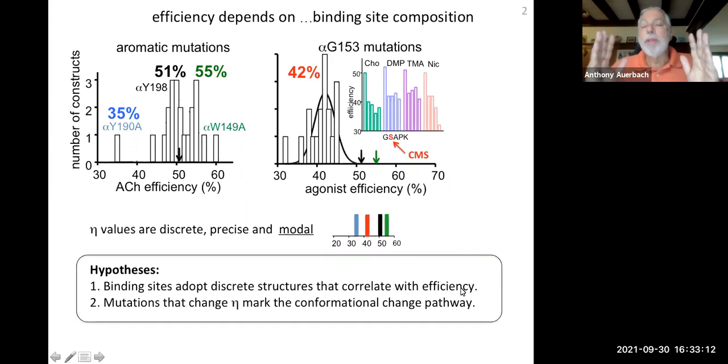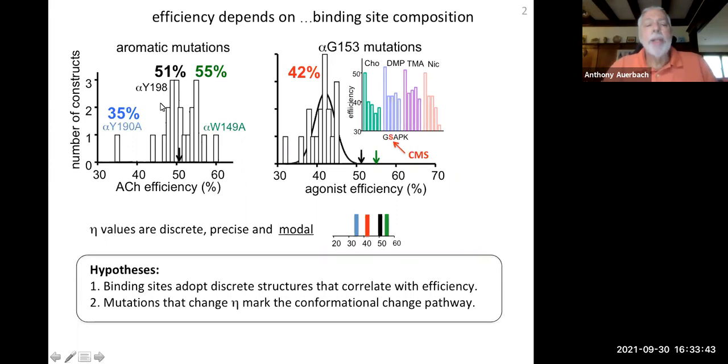And with a high efficiency ligand, it goes to a compact site. But when you have something like epibatidine or tetramethylammonium in there that blocks the contraction, you go to an alternative structure which is not as compact, but is discrete. It is a discrete structure, and I think structural biologists should be looking for this. I hope they find it. A little more speculatively, it looks to me like mutations that change efficiency mark the conformational change pathway.